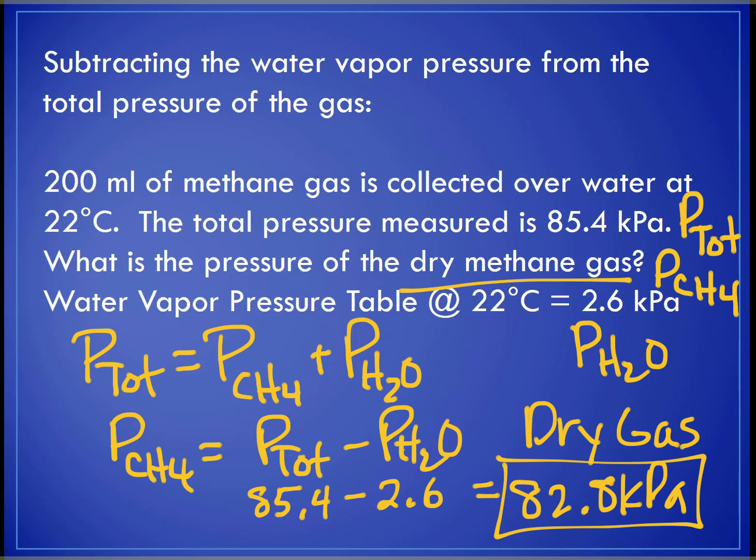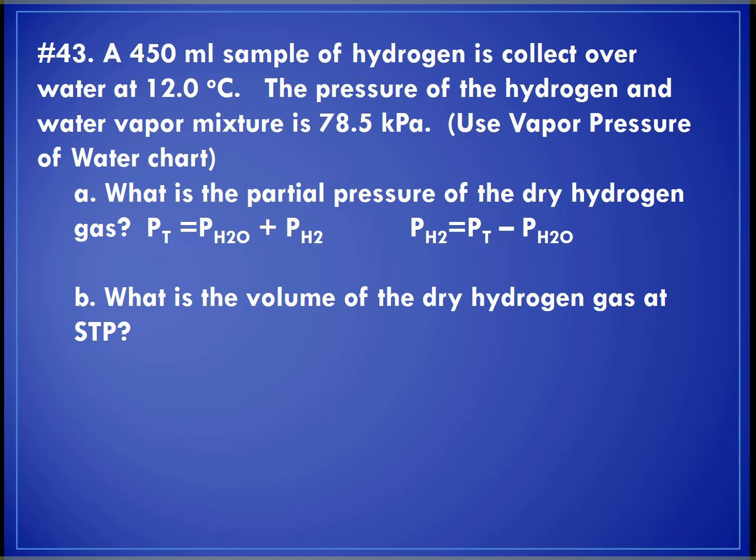Look up in your homework, you should have a water vapor pressure table chart. And you just use the temperature and look up what the pressure of the water is at each of the different temperatures. So it should be question number 43 or one close to it. So we have a 450 milliliter sample of hydrogen this time collected over water, and it's at 12 degrees, so a little bit colder than what we had in that last problem. The pressure of the hydrogen and water vapor mixture is 78.5 kilopascals, and we need to use the water vapor pressure chart to figure out what the pressure of the water is.